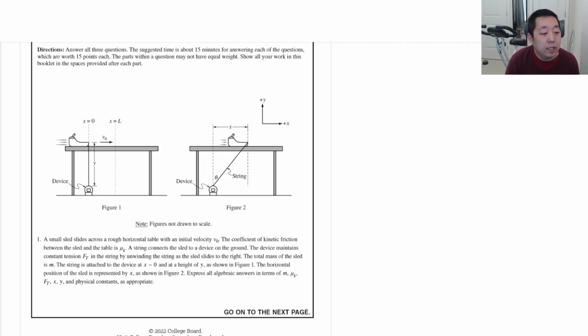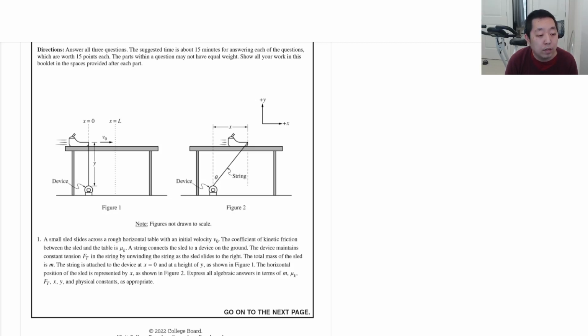All right, a small sled slides across a rough horizontal table with initial velocity v0. The coefficient of kinetic friction between the sled and the table is mu k. The string connects the sled to a device on the ground. The device maintains a constant tension Ft in the string by unwinding the string as the sled moves to the right. The total mass of the sled is m.